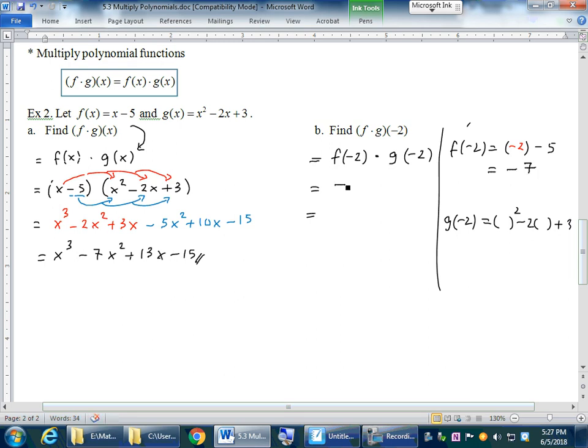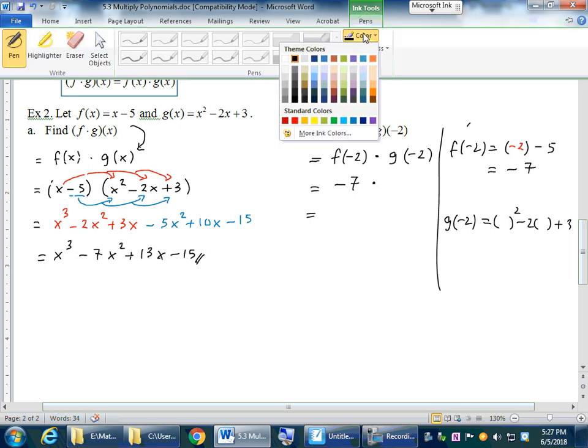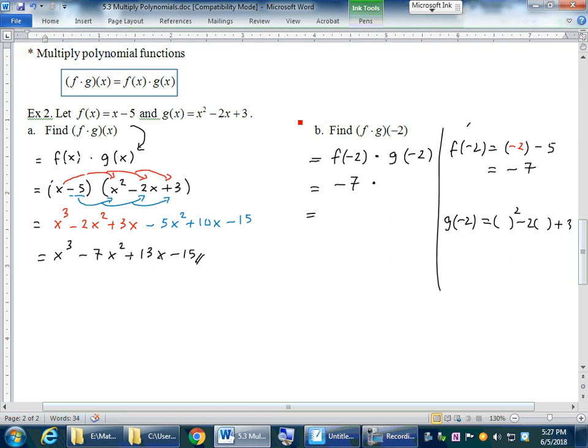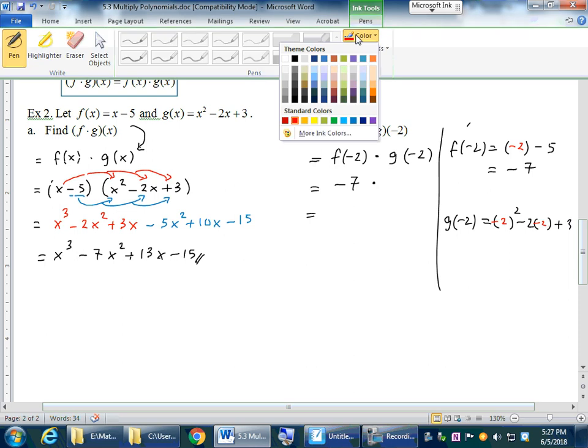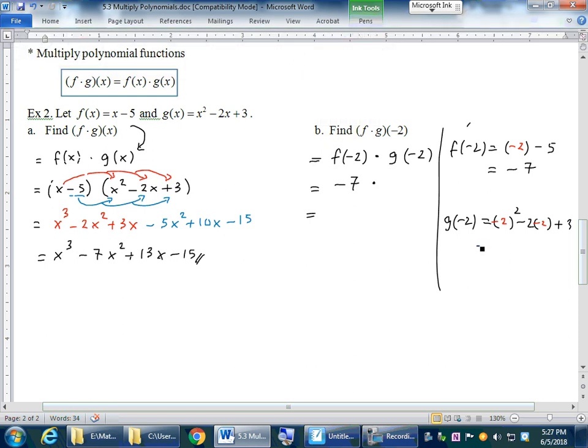So we know that the value of f of negative 2 is negative 7, times now evaluating g of negative 2. So my input is negative 2. When you compute it, negative 2 squared is 4, plus 4 plus 3, which is going to be 11. So now I know that function g evaluating at negative 2 is 11.